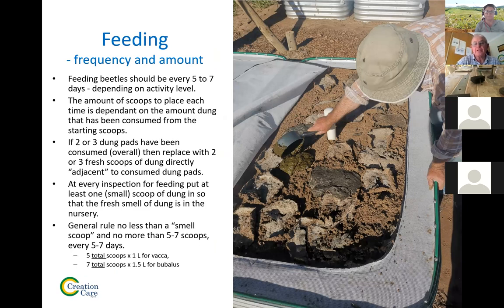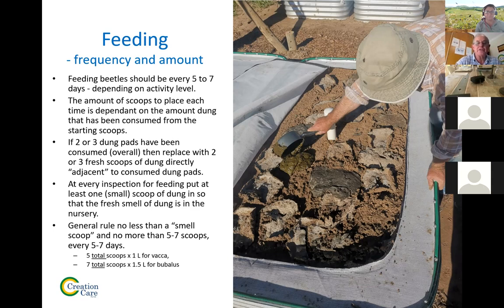But when it starts to warm up and they start to get active and you'll see all this soil being chucked out at the sides, you'll be at 5 days, you could even be down to 4. But we use that as a guide, and you'll know when you go one day and there's not much dung used, next time you can go a day later. Or if you go and it's nearly all gone, then next time you can go a day earlier. So in that sort of range, 5 to 7.